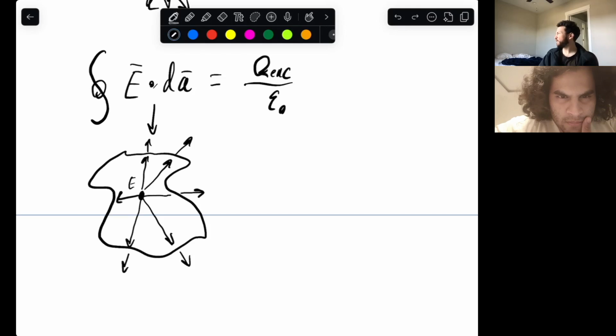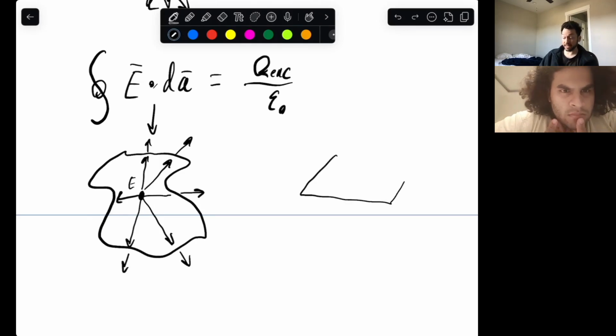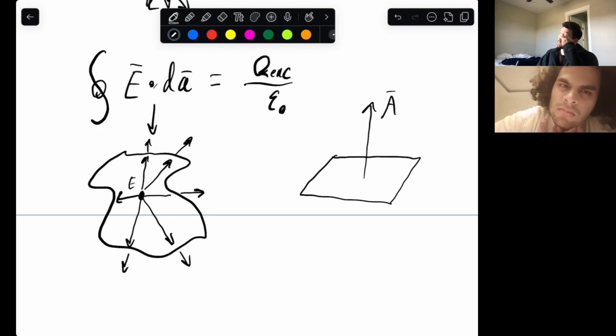I'm not following that. You might be talking about a certain kind of advanced way of thinking about this. I'll just give you my basic way of thinking about this. I like to think of the area vector. The area vector is a vector that points perpendicular to the surface of that area.